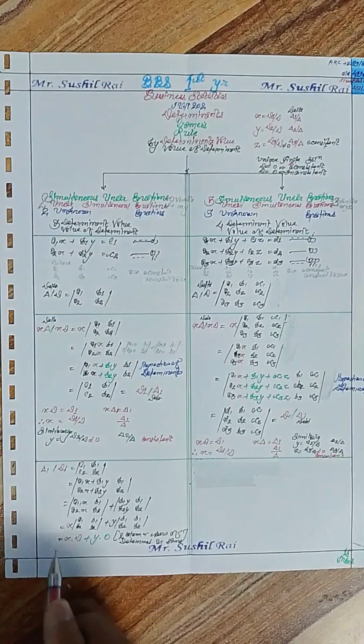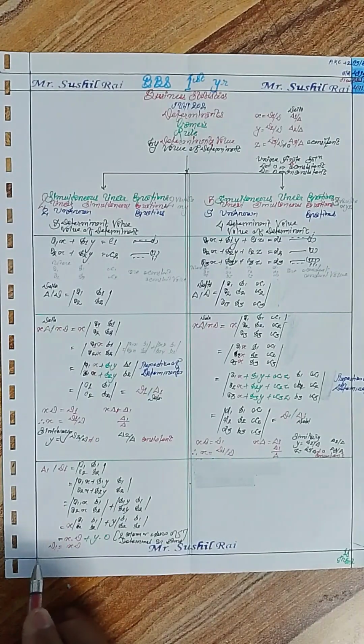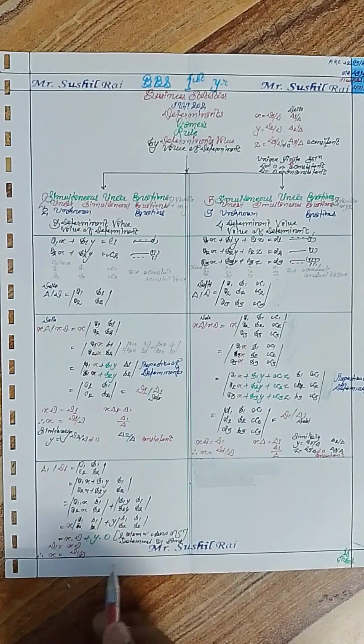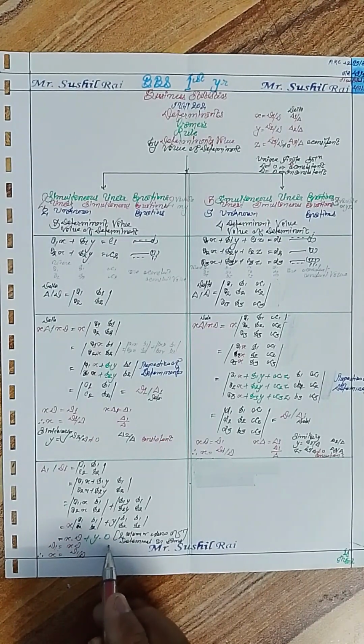D1 equals x D, therefore x is equal to D1 by D. Delta 1 equals x into delta, therefore x is equal to delta 1 by delta.